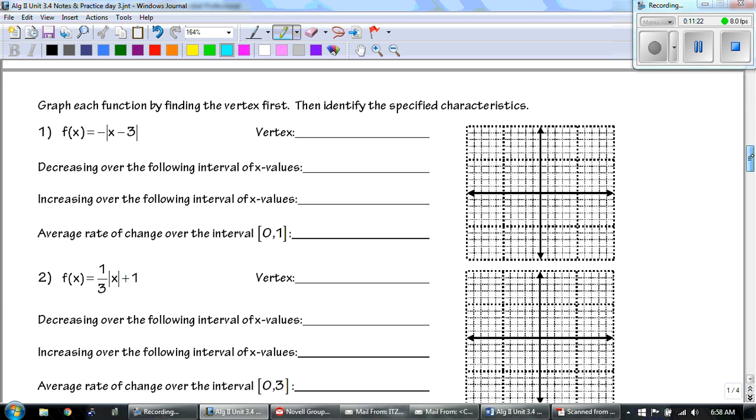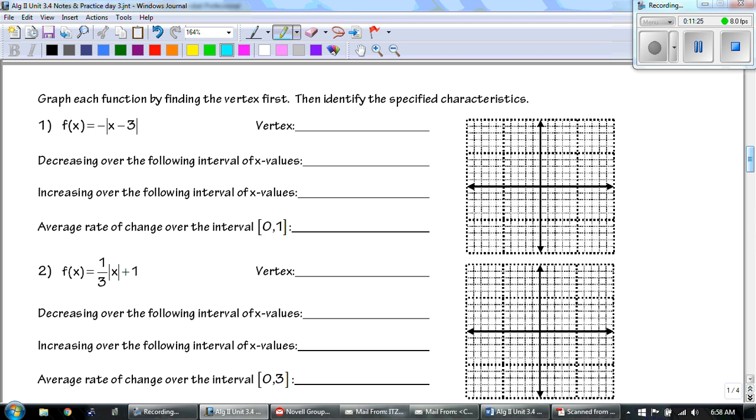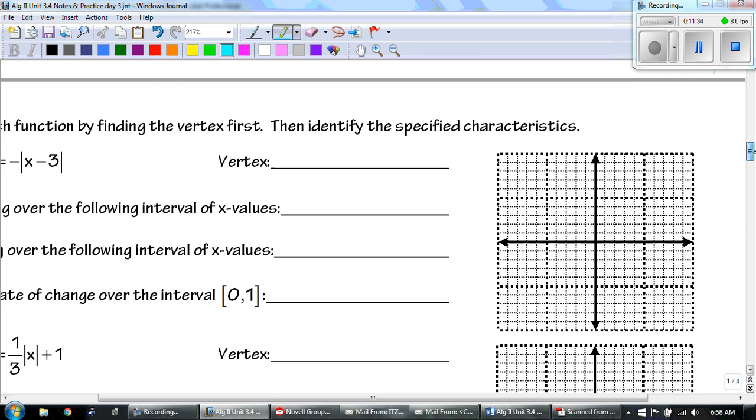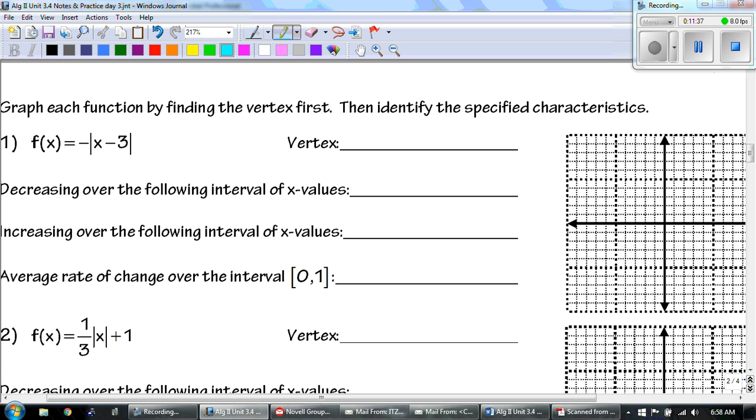All right, go ahead and flip it over. So now we have to graph each function by finding the vertex first, then identify the specific characteristics. So we're kind of throwing all of that together. So finding the vertex, remember that we take the opposite, so it's going to be a +3, and our outside number stays the same, so that's 0. So at 3, 0 is our vertex, and remember that the number out front tells us that there's going to be a reflection, so our graph's going to be going down.